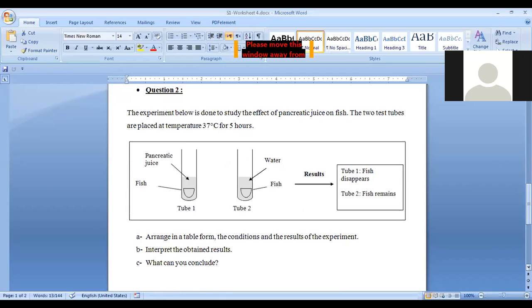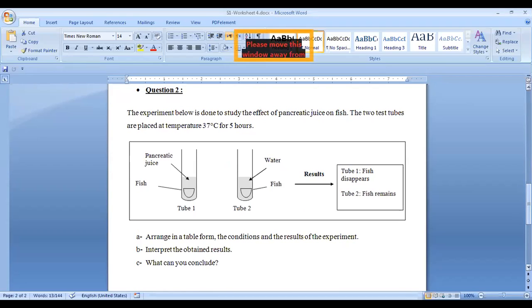Okay, question number 2. Question number 2 says, the experiment below is done to study the effect of pancreatic juice on fish. If I ask you, Sari, what is the aim of this experiment? Why did we do this experiment? Can you tell me why? What is the aim?